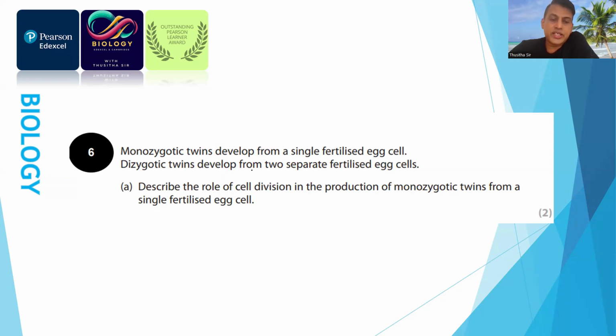The last question. Monozygotic twins develop from a single fertilized egg cell. Dizygotic twins develop from two separate fertilized egg cells. These are identical twins and non-identical twins.